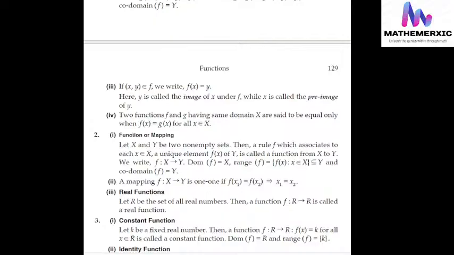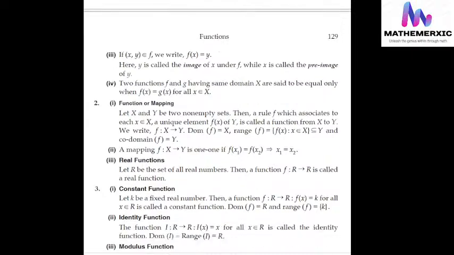So that's how we treat the function part, pre-image and image. Two functions f and g having the same domain X are said to be equal only when f(x) = g(x) for all x belonging to capital X.